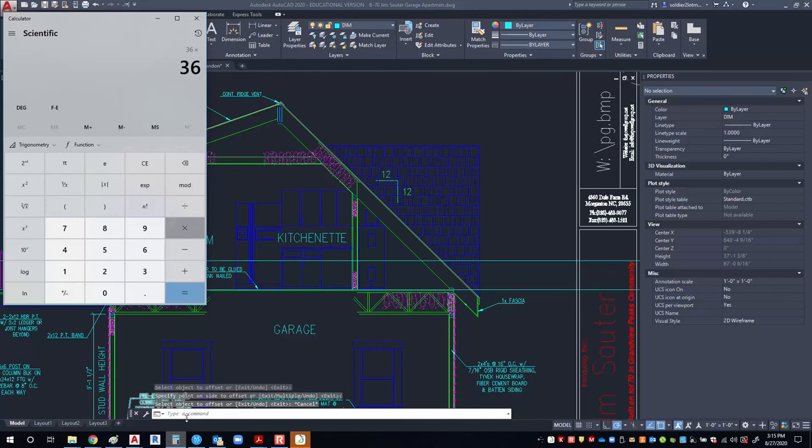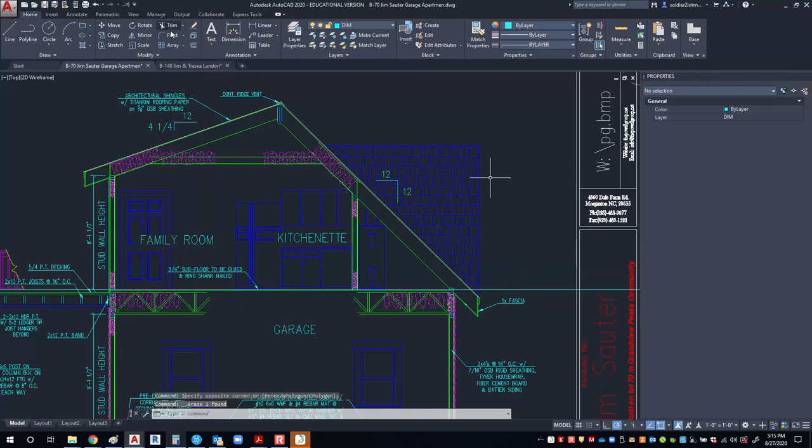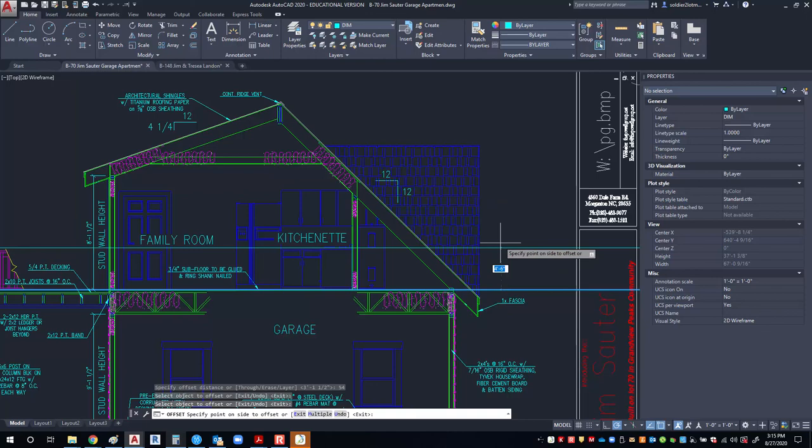36 times 1.5 is 54. I was going to say that didn't work out. All right, so 54 inches. Come on, work with me. There you go. See how it just shows the top of that counter right there.